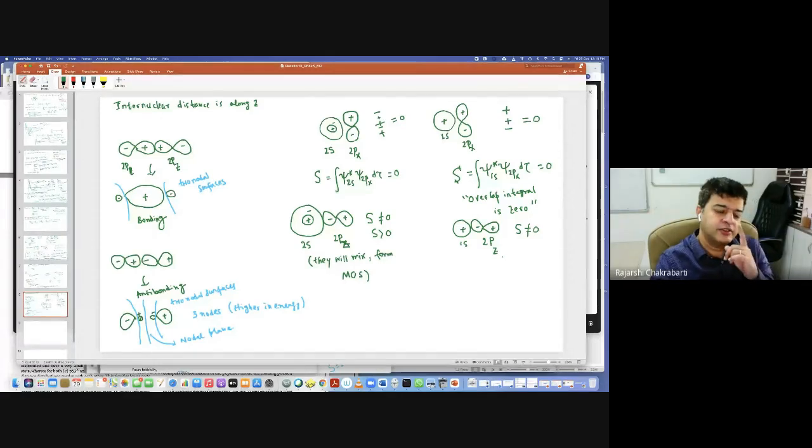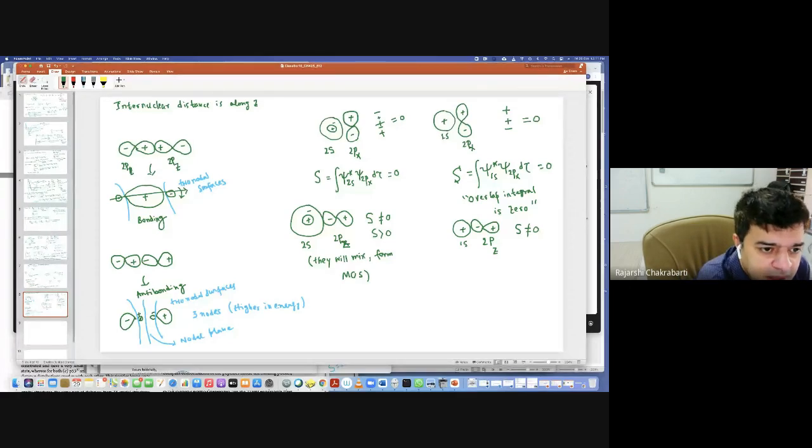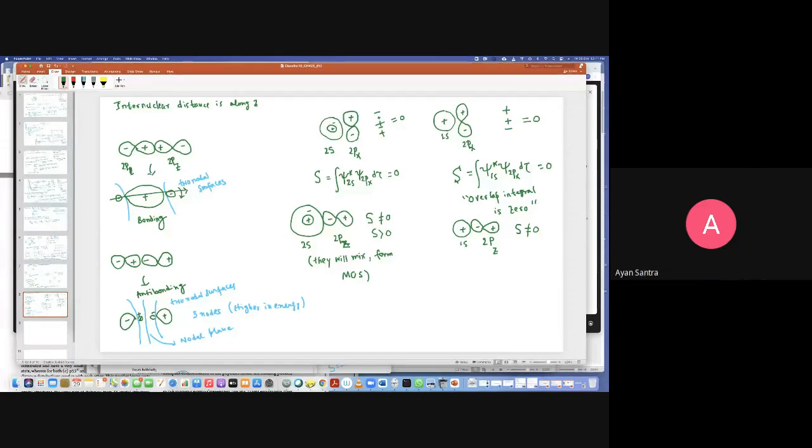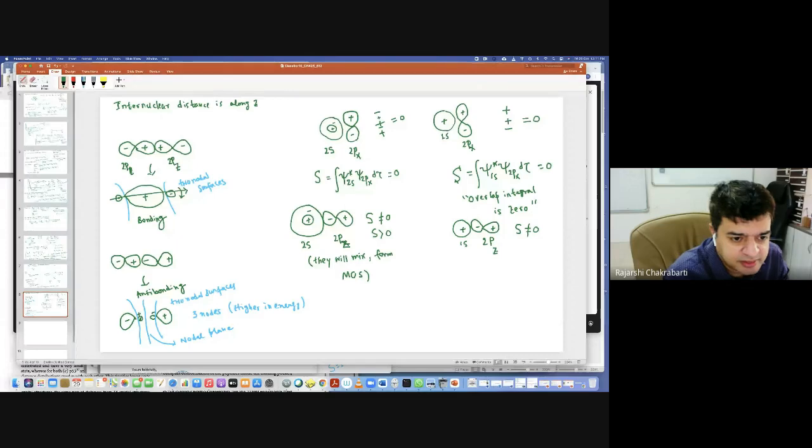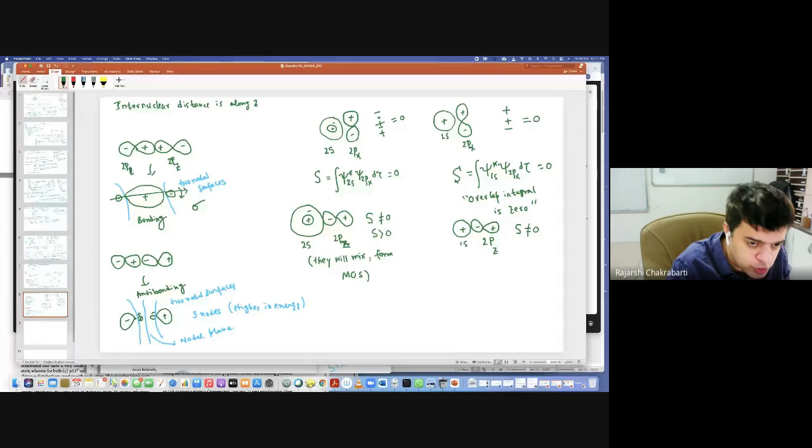Yes, because sigma and pi, sigma comes from cylindrical symmetry. What is that? If you draw an axis like this and rotate this orbital, the MO should be indistinguishable, it doesn't change. So that's why it is sigma. Here also it is sigma, you have a cylindrical symmetry. So this is a sigma type orbital, formed by combining two 2p orbitals, 2pz. So sigma g 2pz.